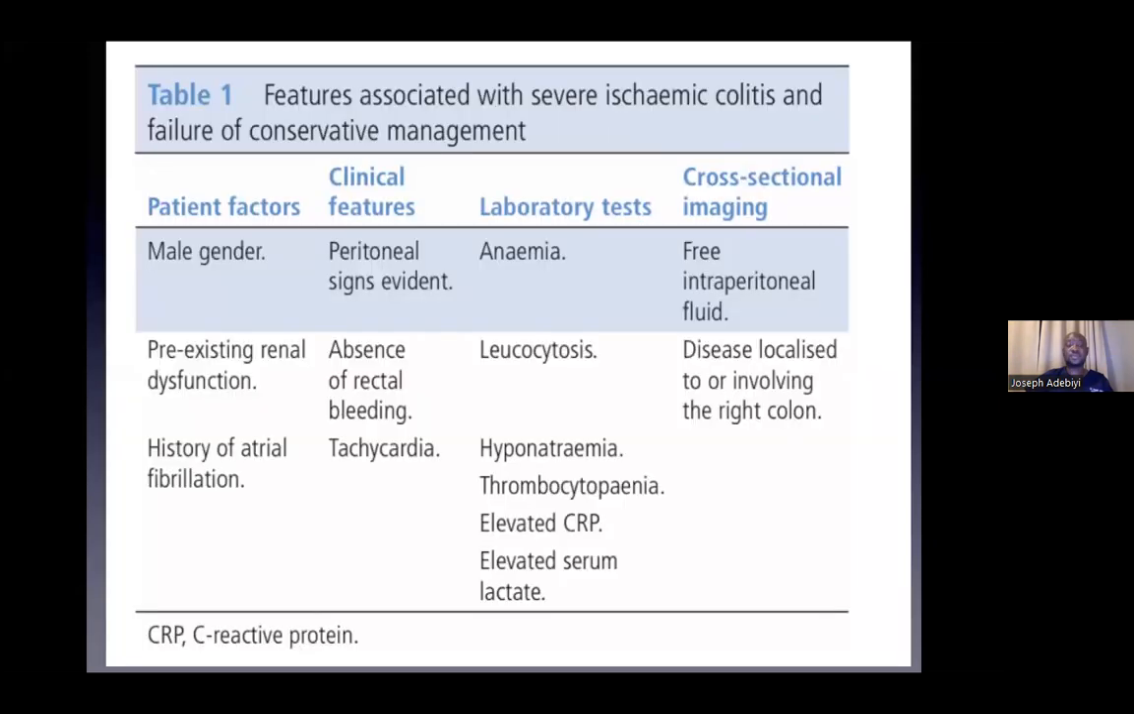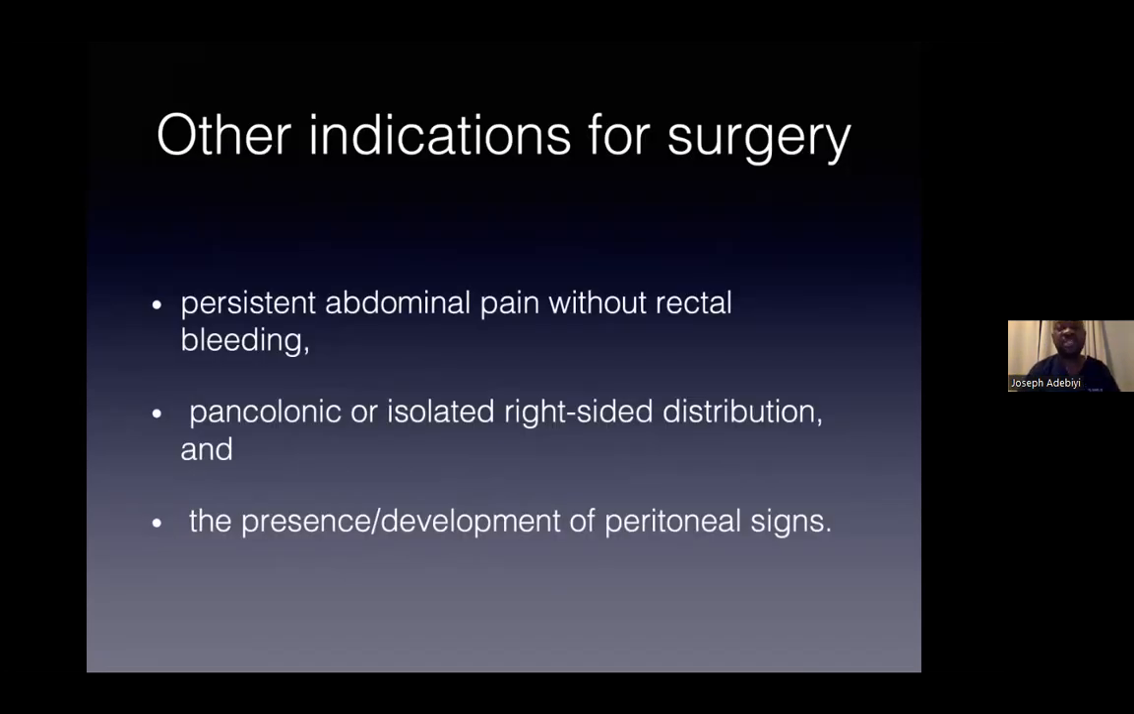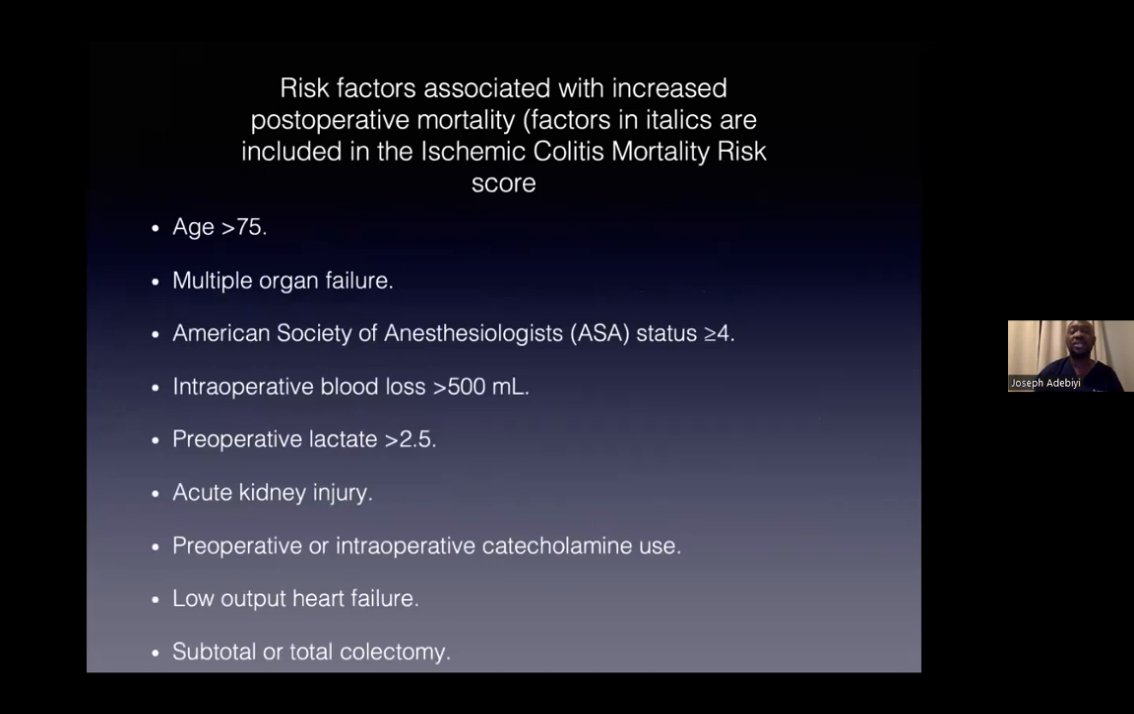So this would be a list of features that will show that this patient may end up having severe ischemic colitis and may portend risk for failure of conservative management. Things like if the patient is male or if they have pre-existing renal disease or history of atrial fibrillation. And then this will be a list of indications for surgery: persistent abdominal pain without rectal bleeding, pancolitic involvement, especially with isolated right-sided distribution, and the presence or development of peritoneal signs. And then these will be risk factors for postoperative mortality after surgery.